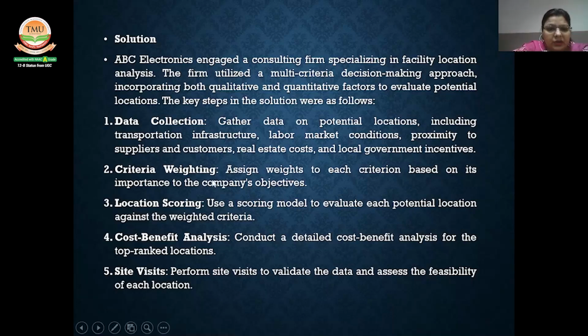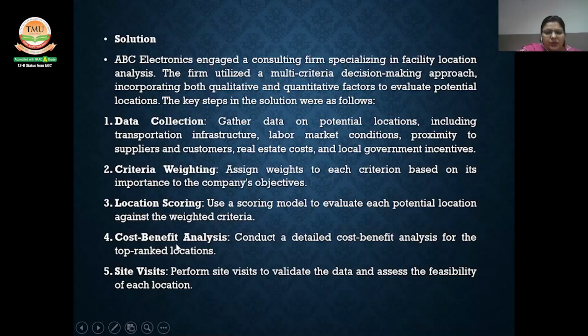Second is criteria weighting, on the weighted rating score. We have already done the numerical on that. Assign weight to each criterion. For each criterion, the company has assigned some weights based on its importance to the company objective. The third one is location scoring. Use a scoring model to evaluate each potential location against the weighted criteria. They will give the scoring to the locations.